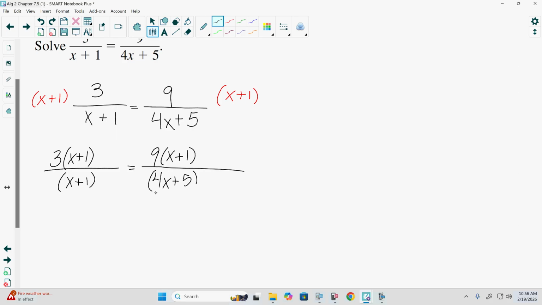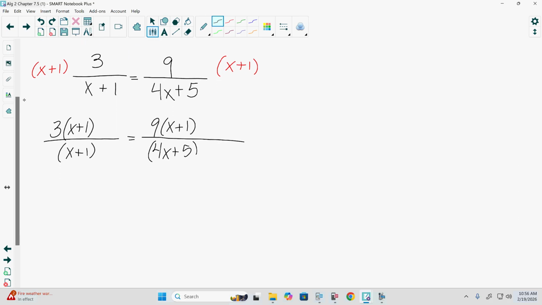Questions on how we got to this point here? The left side, we have what? X plus 1 over x plus 1. Anything divided by itself is what? 1. So these two here will simplify. Do we have a fraction on the left-hand side? No, because it reduced out, it simplified out, yes?